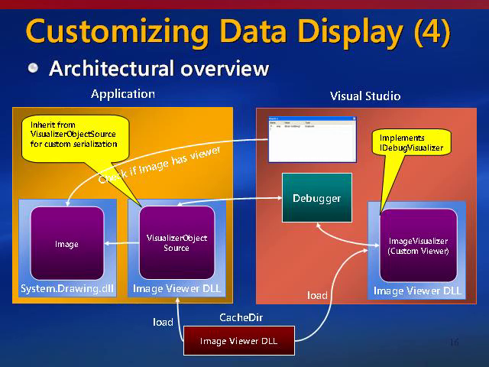In the actual application itself, which has the visualizer object source class, that's where the serialization of the data happens. By default, we provide a binary serializer, but you can extend this type and provide any custom serialization that you want. To make this work, you need to make sure that the image viewer, in this case, implements an interface called IDebugVisualizer. And as I mentioned before, you can customize the marshaller, the object that does the serialization, by inheriting from the visualizer object source.